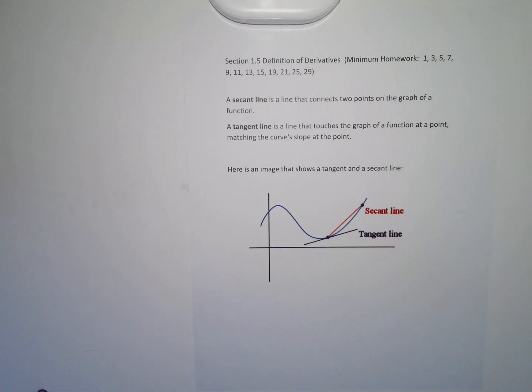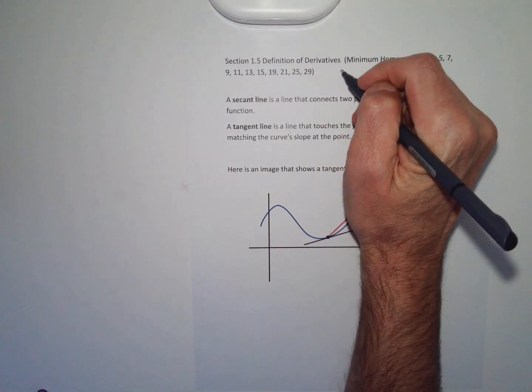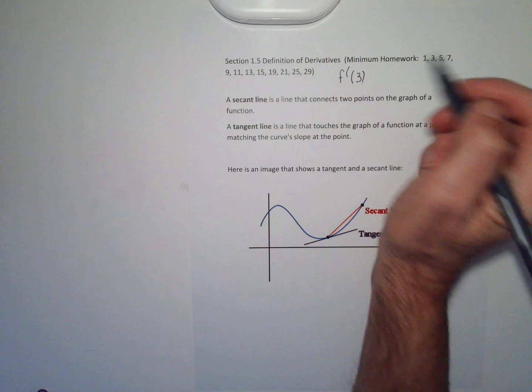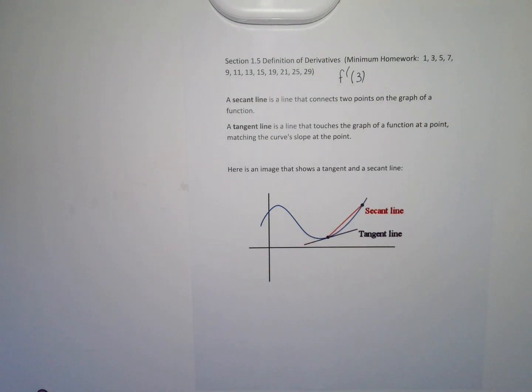So in section 1.4, we found the instantaneous rate of change, or slope of a tangent line, or the value of a derivative for a specific number. We found the derivative at a number like 3. We found f prime of 3, which was nice. This told us the slope of a tangent line. For the word problem we did, it gave us a speed in meters per second at a specific value.